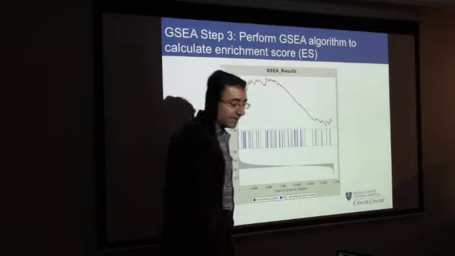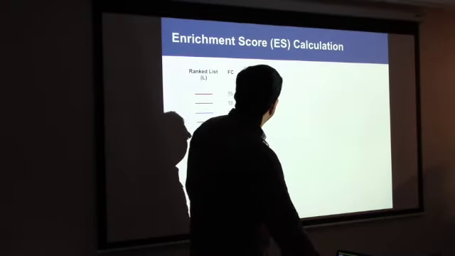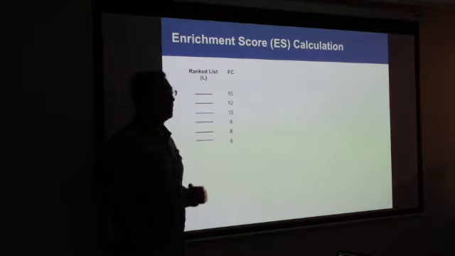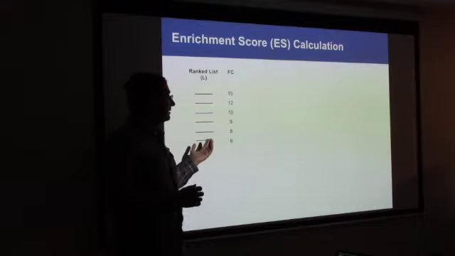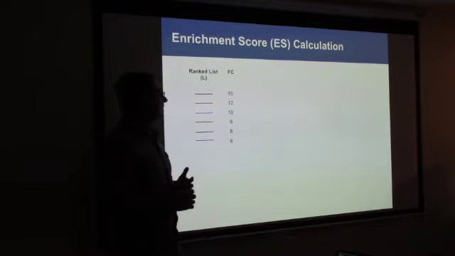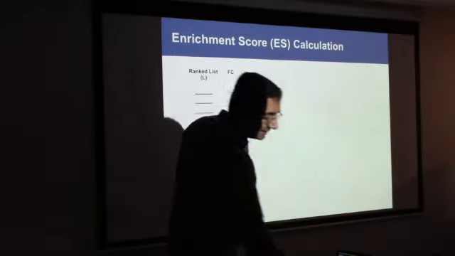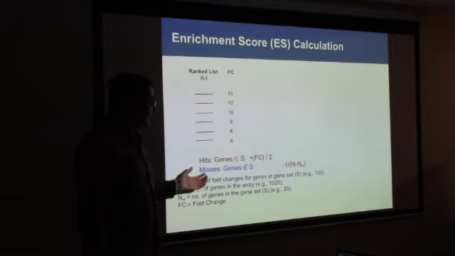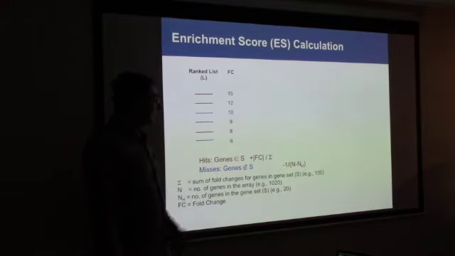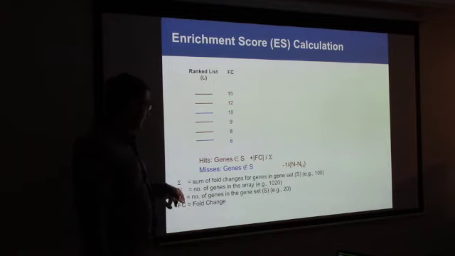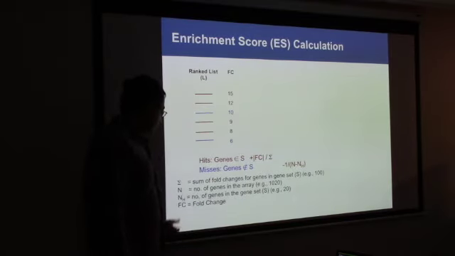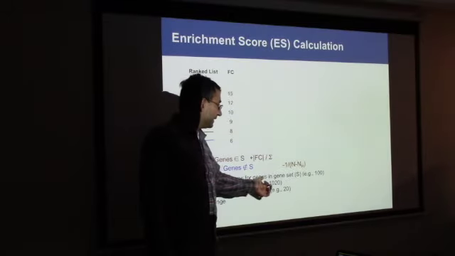Alright? Now, here is an enrichment score calculation example. So, this is your ranked list. Usually, when you rank your list, you want to rank it by your fold change. So you take your fold change ranked list, and then you give it a score. Where if you find a hit, or a presence, then that score is the sum of the absolute value of the fold change divided by sigma, where sigma is the sum of fold changes for genes in the gene set S.